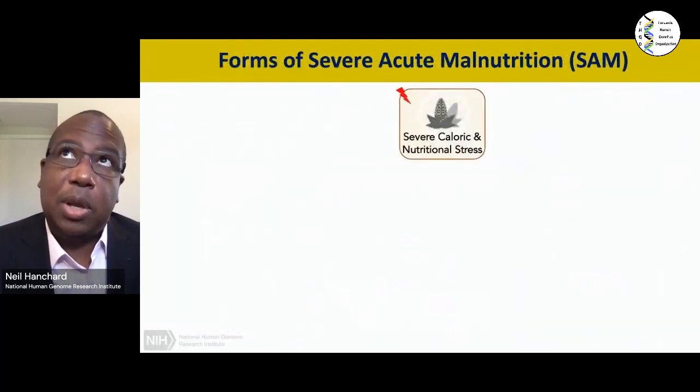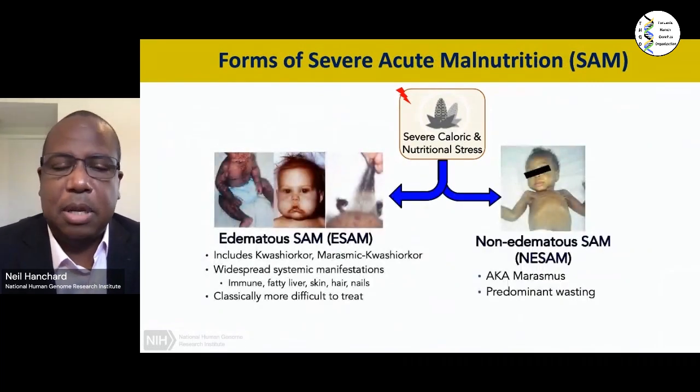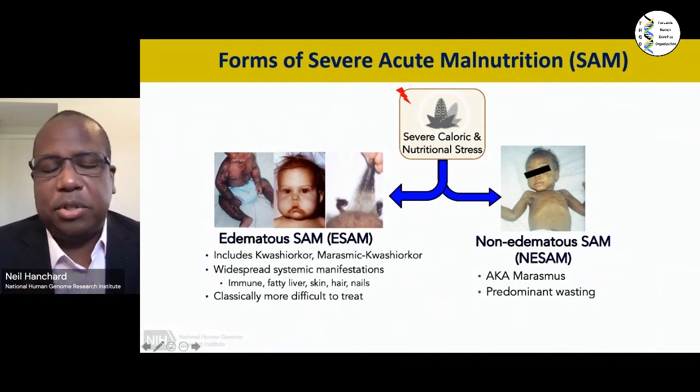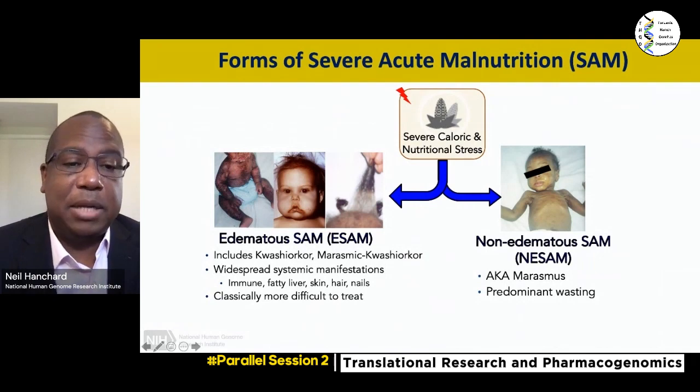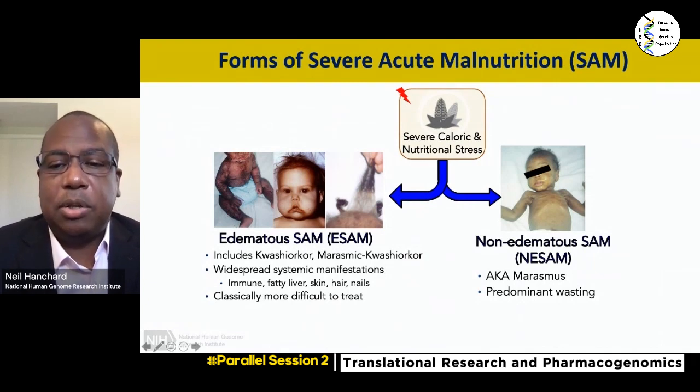So what's less well considered sometimes with severe malnutrition is that there are two prevalent forms. The first is the edematous form, which goes by the names of kwashiorkor or marasmic kwashiorkor, and is characterized by multi-system involvement, including the hair, the skin, and then pretty much every other organ system you could imagine. And is characterized by swelling or edema of the body. And this form is classically much more difficult to treat and has a higher mortality when compared to the non-edematous form, which is also known as marasmus, which is predominantly characterized by wasting.